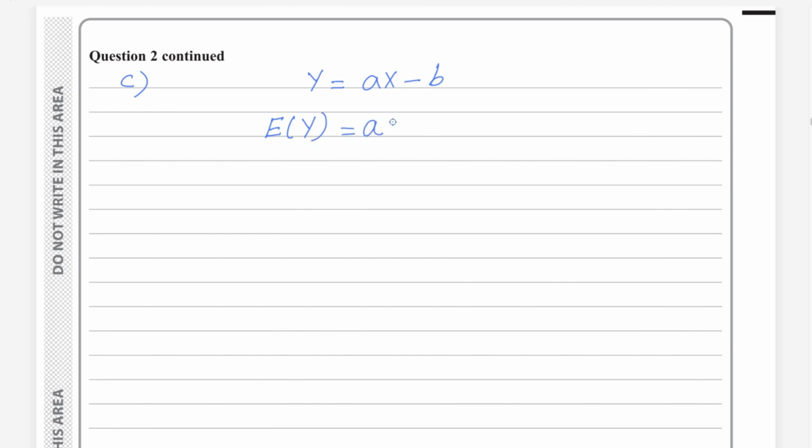So a will come out of the expected value. It is always so, because expected value is always applied on the random variable. These are the constant numbers, so you will not apply the expected value to them. Now use the values here in this equation.